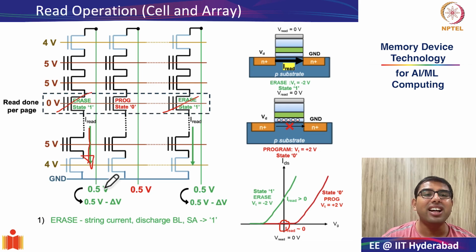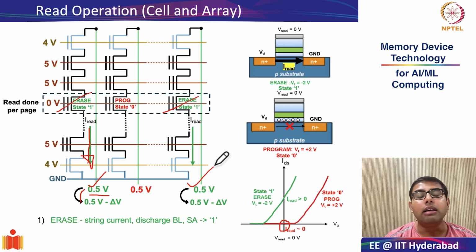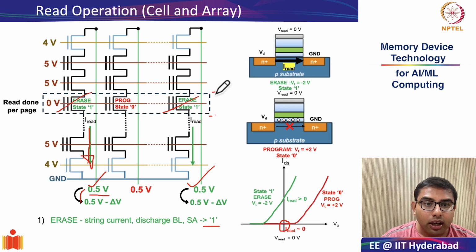When the read current flows along the respective string, it is natural to expect that there will be a discharge of the bit line from 0.5 volts to 0.5 minus delta V for both string number 1 and string number n. This discharge of the bit line will be detected by the sense amplifier, and we will know that for the page of our interest, the respective strings, the cell is in erase state or in state 1.